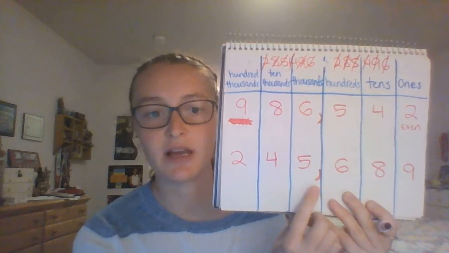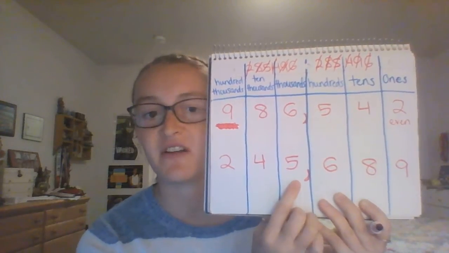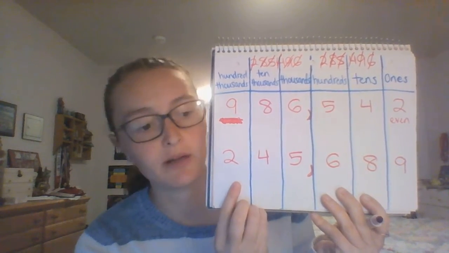And I went ahead and put our comma in here between the hundreds and thousands place. So our number is 245,689. That is our smallest number we could make with the digits.